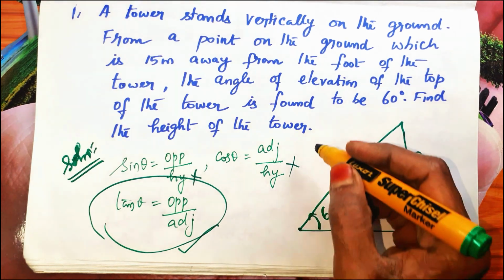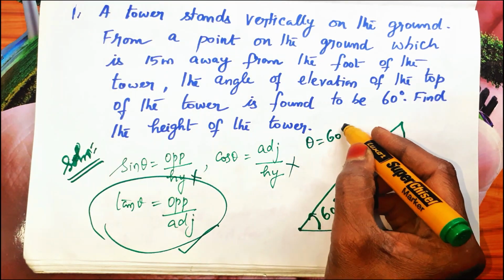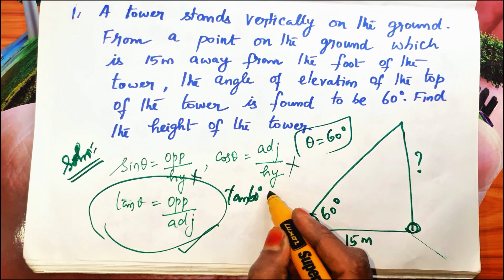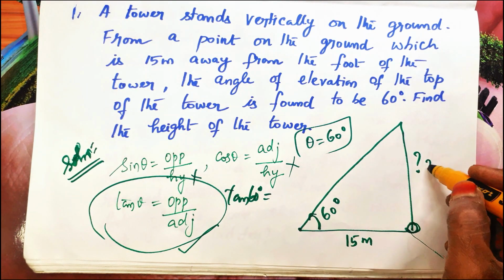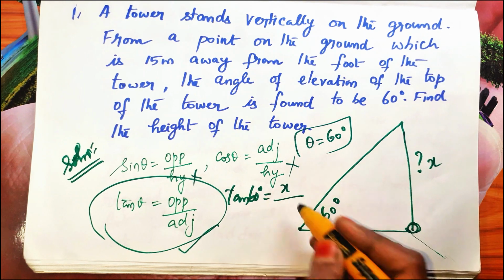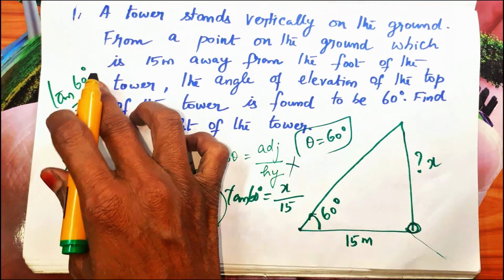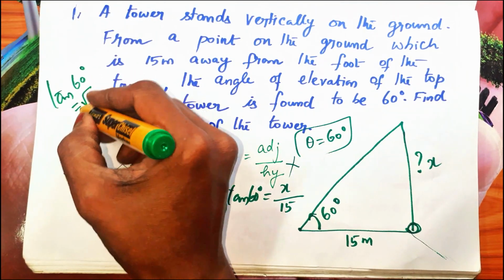So here theta is given as 60 degrees. So tan theta, that is tan 60, equals opposite side, which we don't know, let it be x, so x by 15. What is the value of tan 60? Tan 60 is equal to root 3.